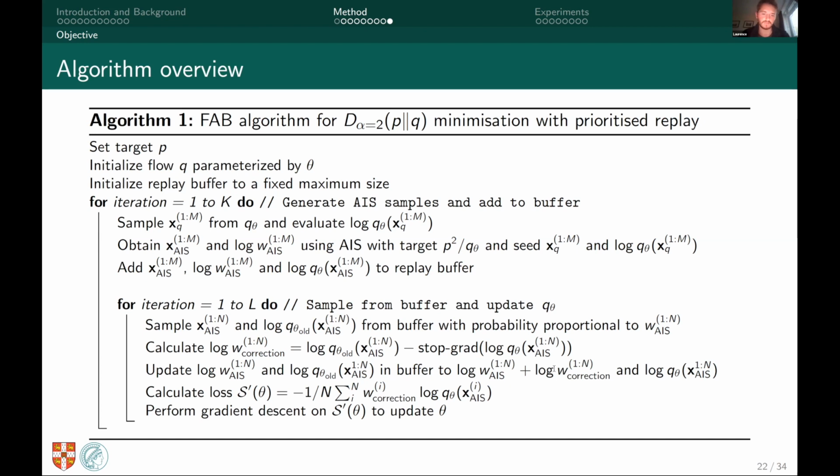Then we update our parameters. We also have to re-update the importance weights in the buffer according to the latest version of the parameters. So that's the line before the last. Then we can perform gradient descent on theta. And what you can see here is that for iteration 1 to L, we're sampling from the buffer multiple times. What that means is that per sample generated by annealed importance sampling, we actually update our model multiple times off it. And that's the whole algorithm.